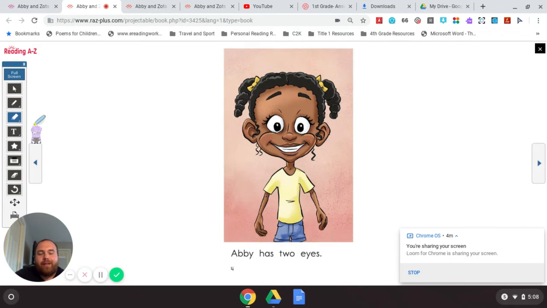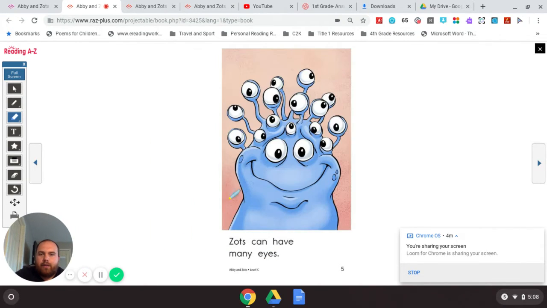Pen ready. Highlighter ready. There we go. Abby has two eyes. There's an eye there. There's an eye there. Zotz has, I see the word many, many eyes. Look at that. Look at all those eyes Zotz has. Holy moly, that's a lot of eyes.